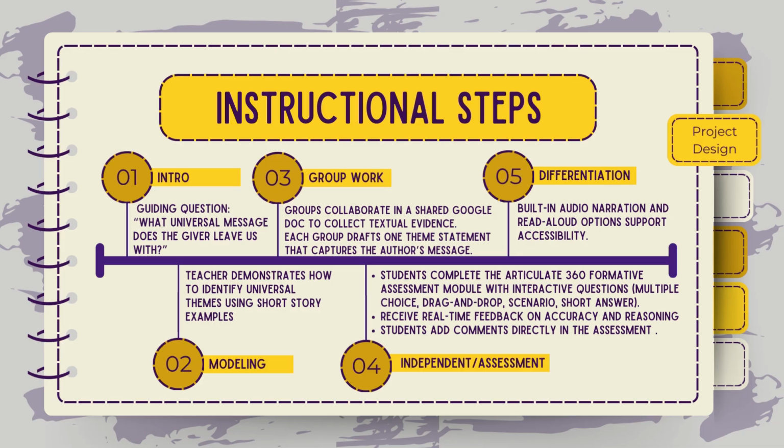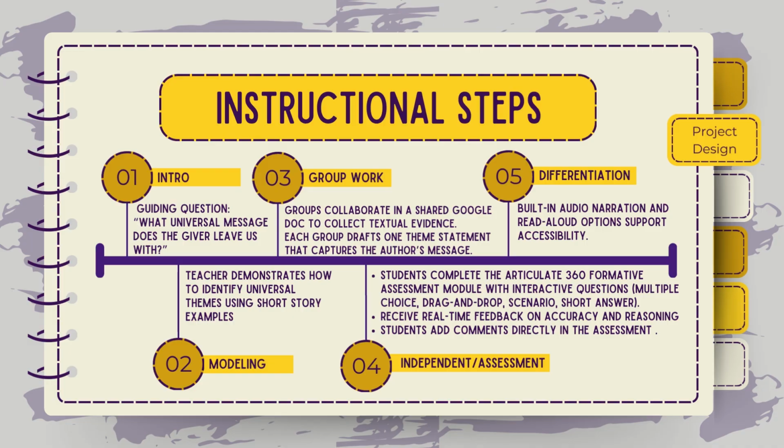During modeling, the teacher demonstrates how to identify themes using short story examples, showing how authors communicate lessons about life and humanity. In group work, students collaborate in a shared Google Doc to collect textual evidence, discussing how freedom, emotion, and memory connect to the novel's meaning. Each group develops one theme statement that captures the author's message.